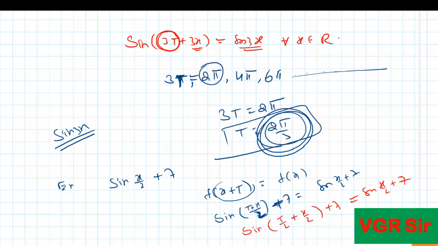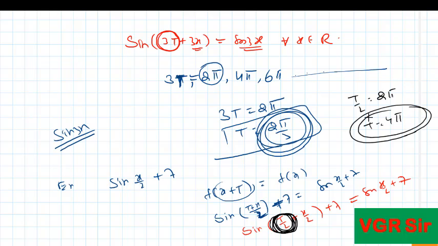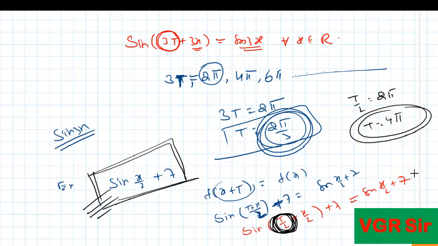So clearly, this value should be equal to 2 pi or 4 pi or 6 pi or 8 pi. Among all, the smallest one is 2 pi. So t by 2 should be equal to 2 pi. So what is the value of t? 4 pi. So now I can say that 4 pi is the period of this function. By using the definition, directly you can find the periods of sine and cos functions.